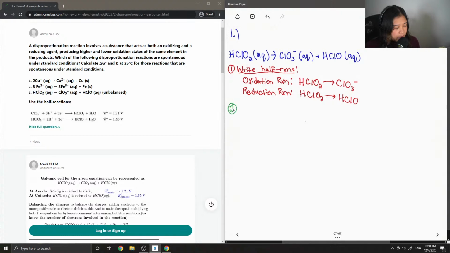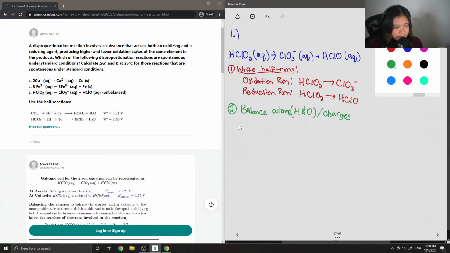Okay, so step 2 is to balance all the atoms. So typically you want to balance all the hydrogens and the oxygens. And you also want to balance the charges. So I'll show how we would do that. Okay, so just rewriting oxidation and reduction.